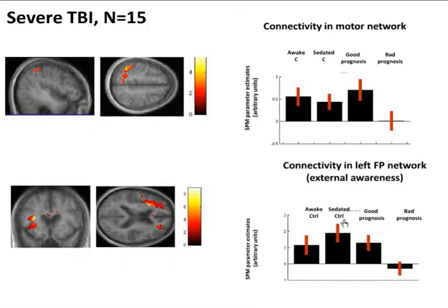This is data from our group, and we looked in a small number of subjects with severe TBI. When we looked at connectivity within a motor network, we found that loss of connectivity was a significant predictor of poor outcome. When we looked at connectivity within the left frontoparietal network, which is an awareness network, we also found that those subjects who did poorly at 1 year had a reduction in connectivity.